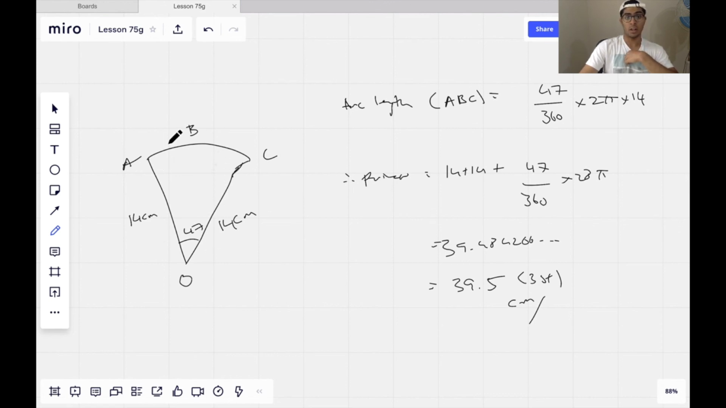These types of questions are also fairly common, where you have to find the perimeter of this whole shape. What's important is not to just find the arc length, but then to add these 14s back in, which is a common mistake students make.